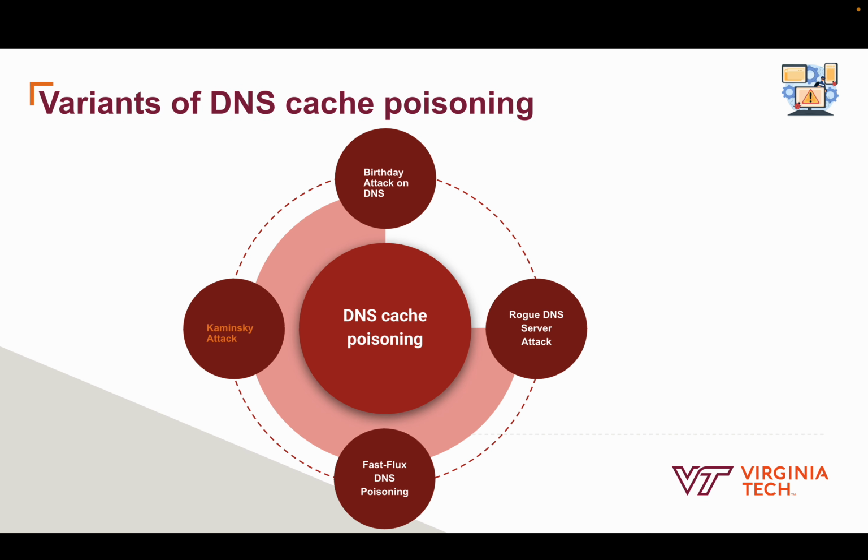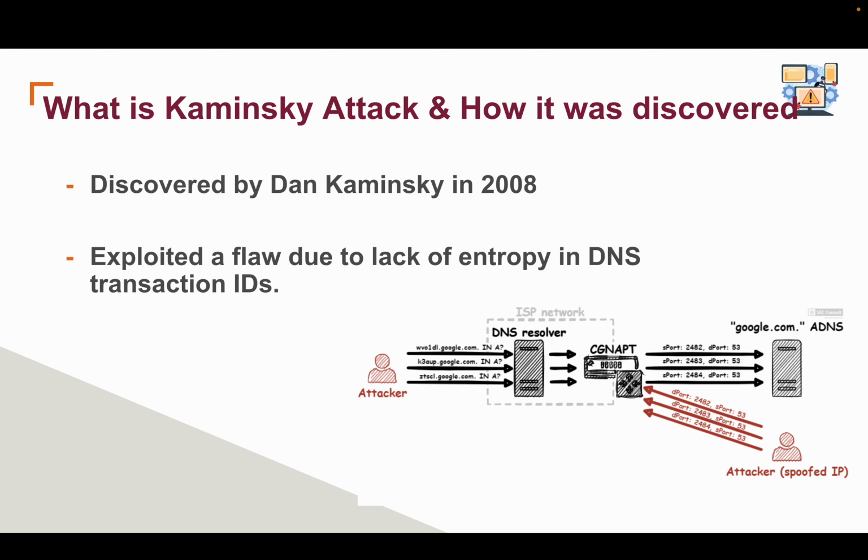DNS cache poisoning is a broad category of attacks. It comes in different variants such as the birthday attack, man in the middle, rogue DNS server, and the Kamenetsky attack. In this presentation, we are going to focus on the Kamenetsky attack. So what is the Kamenetsky attack?